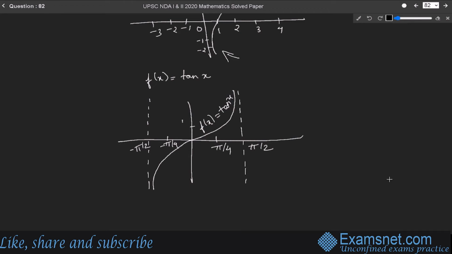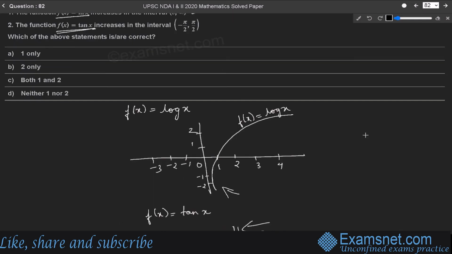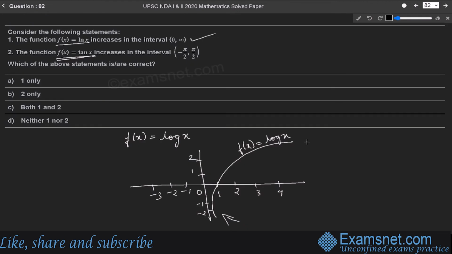Here also we can see that the graph or the curve is also increasing from -pi/2 to +pi/2. The graph is starting from here and it goes up to here. So the graph is increasing from -pi/2 to +pi/2. So we can say that statement 2 is also absolutely correct. It means that both the statements for this question are correct. So the correct option for this question is option C, which is both 1 and 2. I hope the graph is clear to you.